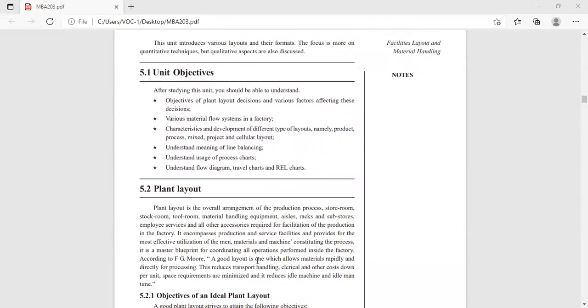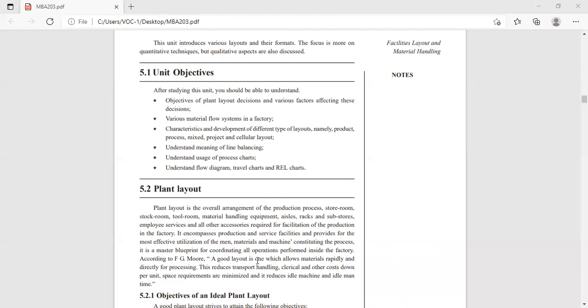So first we will see plant layout. Plant layout is the overall arrangement of the production process, store room, stock room, tool room, material handling equipments, racks, sub stores, employee services, all other accessories required for the facilitation of the production in the factory. So in the plant layout, all these are necessary to arrange in proper order.